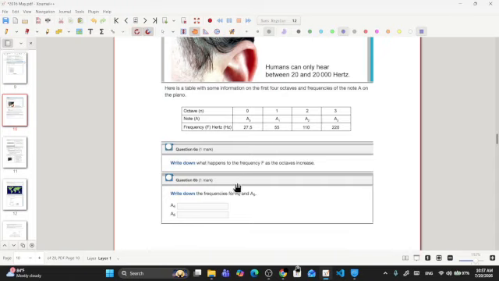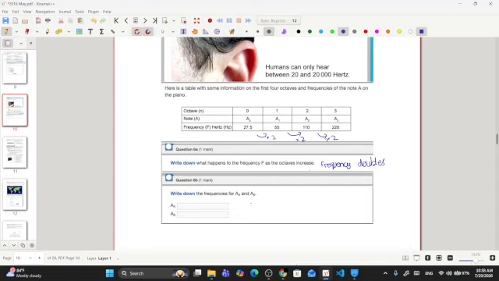So 6 part A says write down what happens to the frequency F as the octaves increase. Now we can see that as the octaves are increasing by one value, the frequency is doubling, right? So 27.5 multiplied by 2 is 55. 55 multiplied by 2 is 110. 110 multiplied by 2 is 220. So I can say that frequency doubles. That's the first thing that I can say.